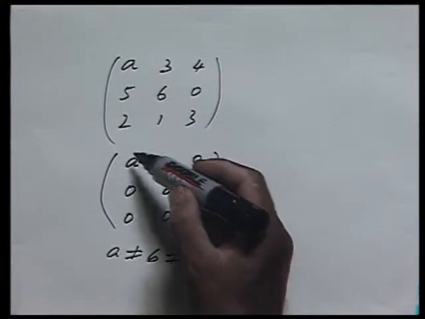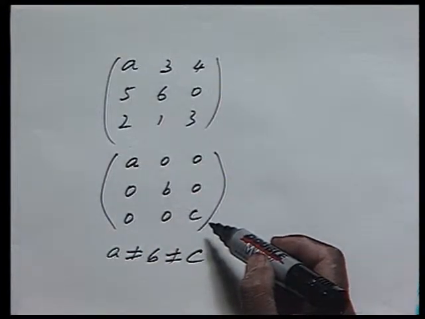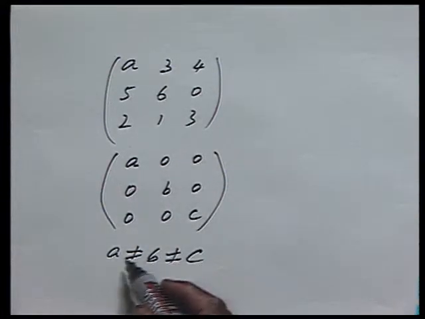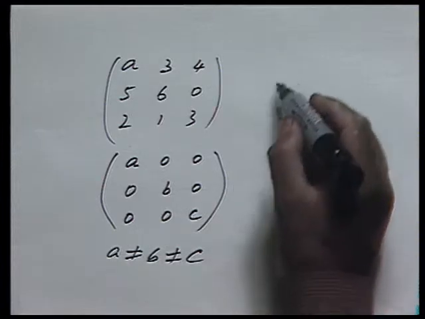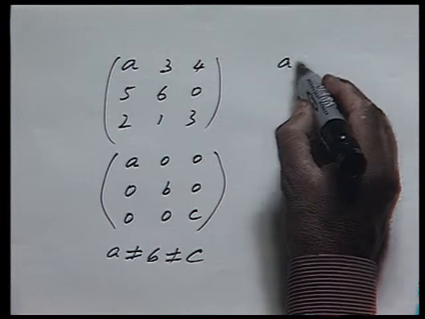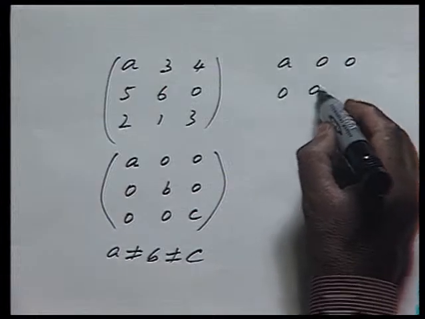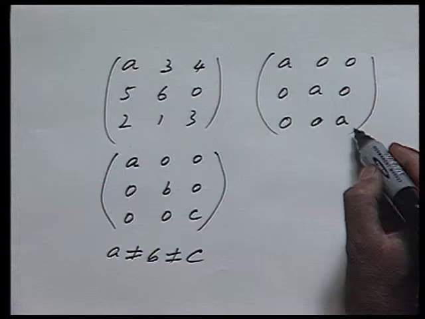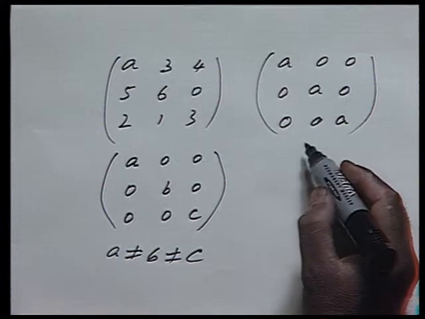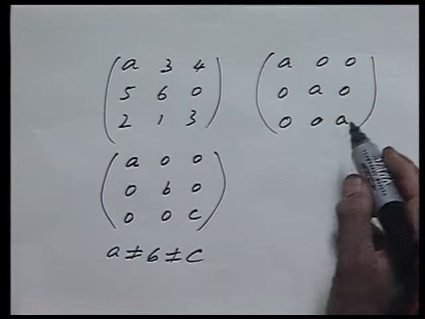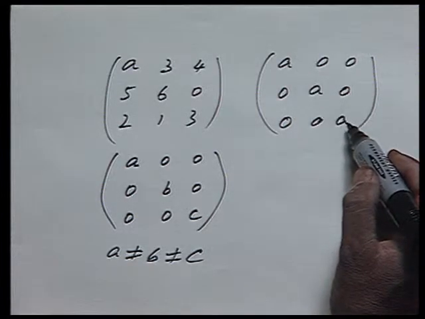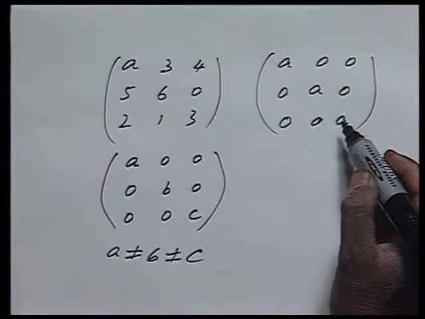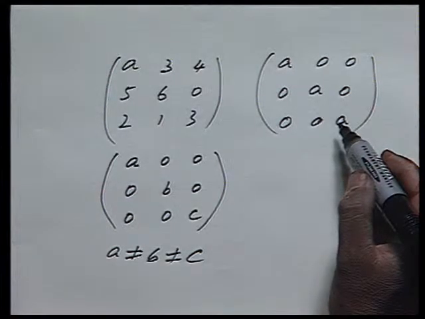This is called a diagonal matrix, where only the diagonal elements are present. But in case the situation comes up where A, B, C are all equal, means we get the same element here. These are all the same, because A, B, C have now become equal. In that case, we are getting still a diagonal matrix, but it has got a special name. We call it a scalar matrix.